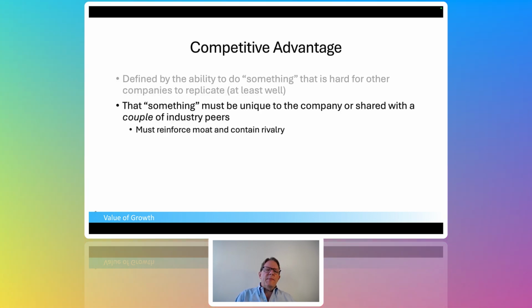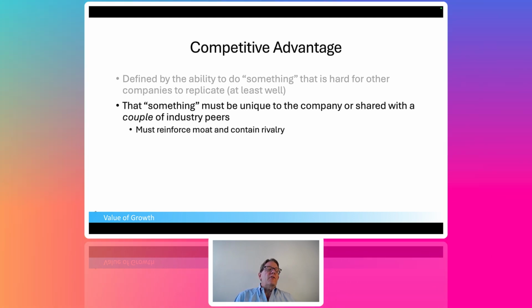All right, that something must be unique to the company or possibly shared with a couple of industry peers. I'm going to push back on that. If you have too many direct competitors, it's almost impossible to maintain excess returns. We'll talk a lot about this in the next couple of videos. All right, so you could share that unique ability with one or two. I'm going to limit it to one or two industry peers.